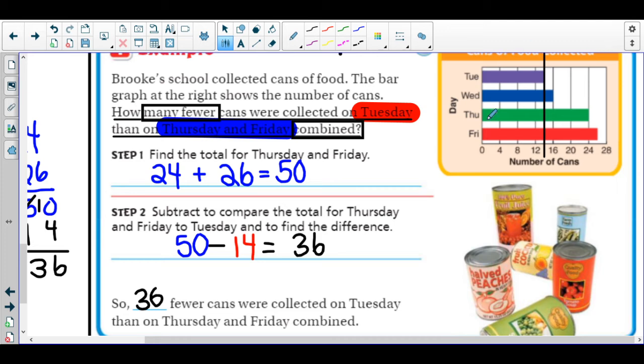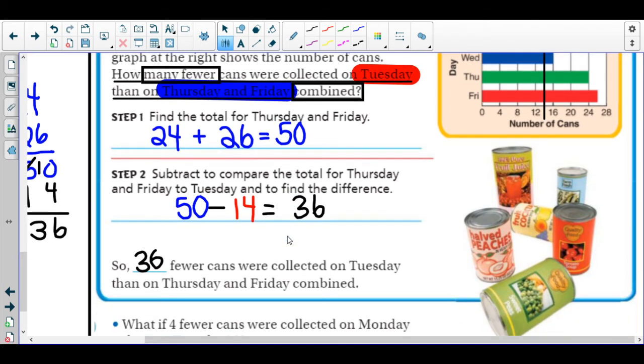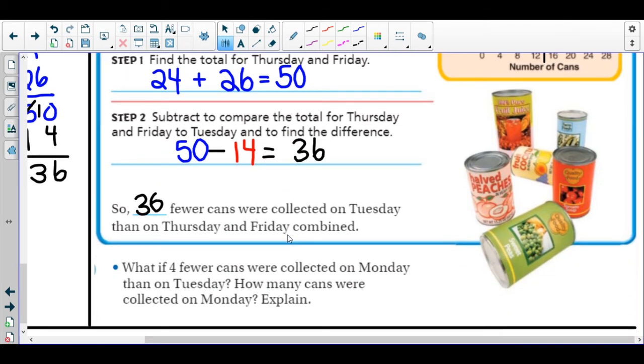So this bar graph right here just gives us some good information. What it also does is it helps us to narrow down on the information. See, we didn't even need Wednesday for this problem. Okay, so we just take the information here that we need, pull it over here into our workspace, and get that solved. Then we have this question.